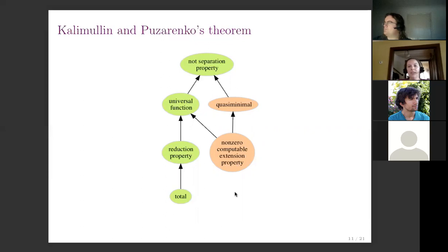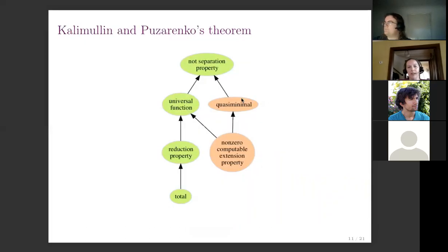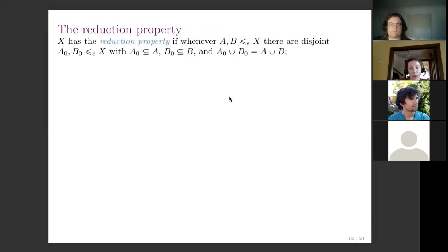And notice that this is remarkably similar to the picture that we had before, with total and quasi-minimal at the same spot. So, four new classes, total and quasi-minimal at the same spot. So we were wondering, is there a reason for this? And is there some relationship between these two notions? And it turned out that there is. So I'll go through each of these notions and we'll see how they match up with the ones we talked about already. So first, the reduction property.